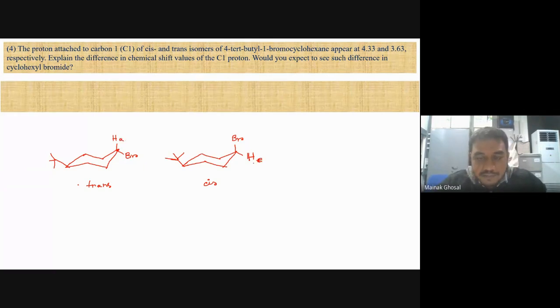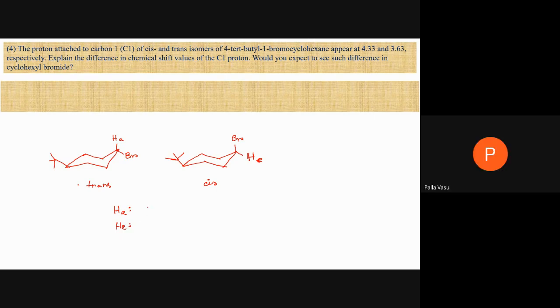This is fairly simple. So which actually corresponds to 4.33 and which corresponds to 3.63 ppm chemical shift? HA will correspond to which one? Sir, 3.6 for axial hydrogen, sir. Trans, 3.6 for trans axial hydrogen, sir. Yes, axial hydrogen. And higher one will be 4.6, equatorial. Yes, sir. Higher for equatorial, sir.